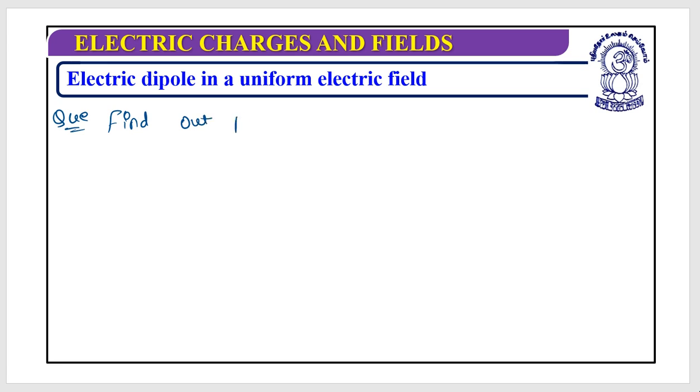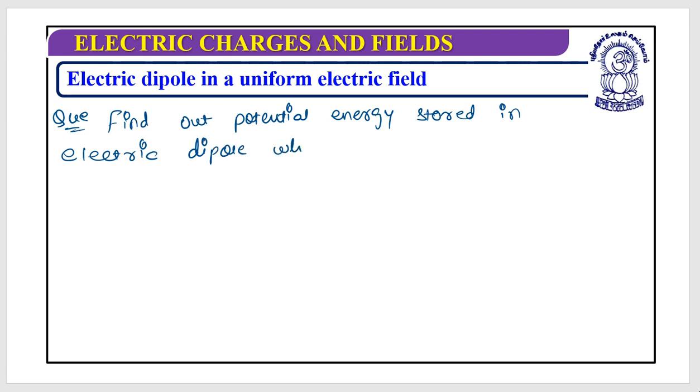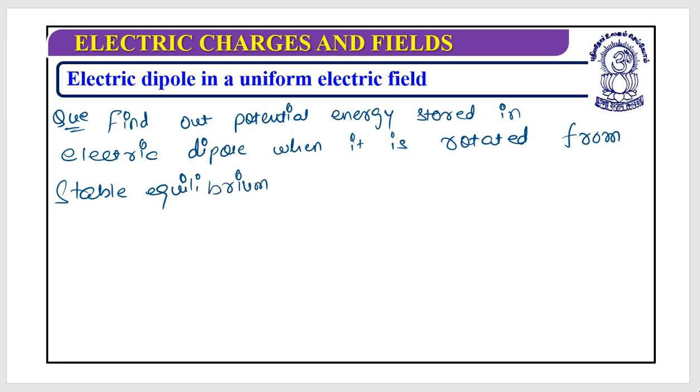Find out the potential energy stored in an electric dipole when it is rotated from stable equilibrium to unstable equilibrium.